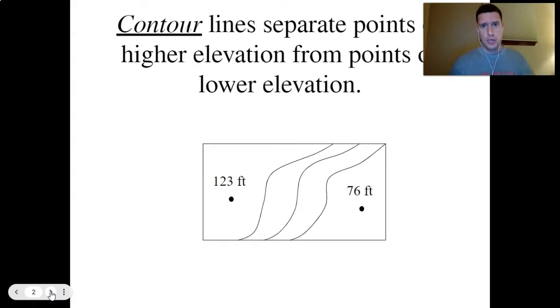Well, these are called contour lines, and these lines represent equal areas of elevation. And as you progress one line to the next line to the next line to the next line, your elevation is changing. Could be going up, could be going down, but the elevation is changing. So as we look at this small diagram, there's a point here that represents 76 feet, and another point over here that represents 123 feet.